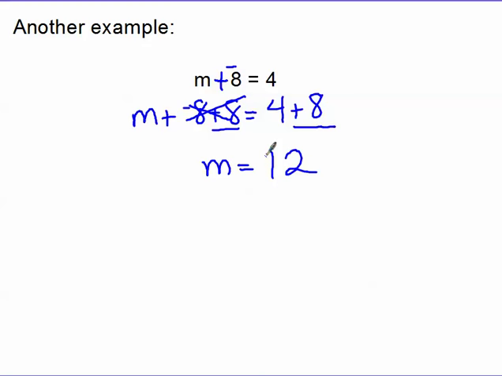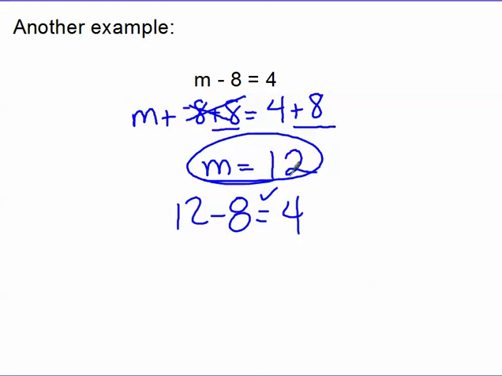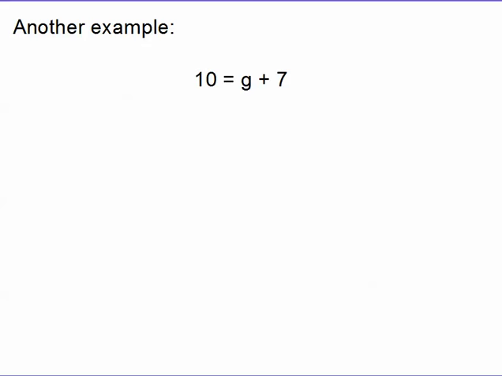So if we were to take that and check it, if we go back to the original problem that it was, we have 12 minus 8. Does that give me the answer of 4? And yes, it does. And that tells me that this is the correct answer. So again, to solve any equation with addition or subtraction, we're going to add its opposite. Let's try another one. Now what's different about this one? Well, the letter's on the other side.